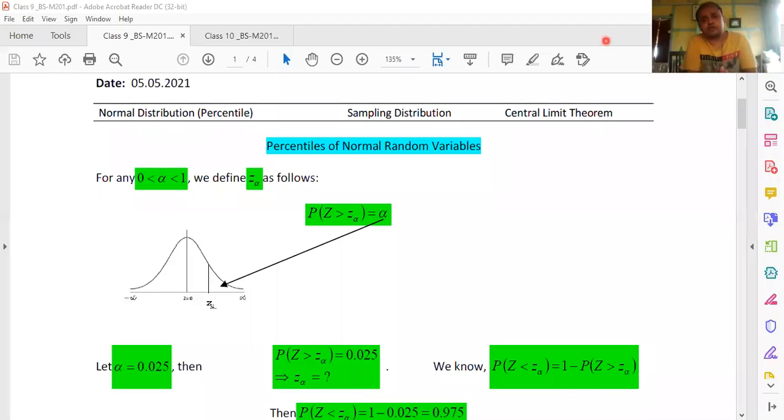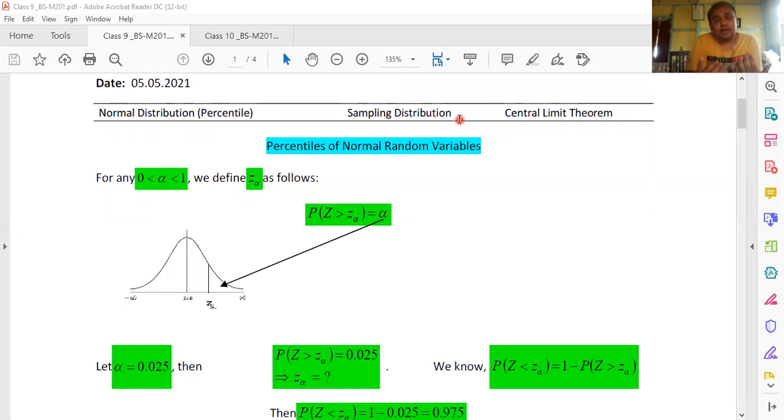So today I'm going to start my session with the discussion of a sampling distribution. As you can see over here, the heading is sampling distribution. In the morning session, which I took with CSE section A, I discussed percentile with respect to the normal random variable. And to be very brief, percentile is actually a kind of probability. It is not percentage, it is a kind of probability.